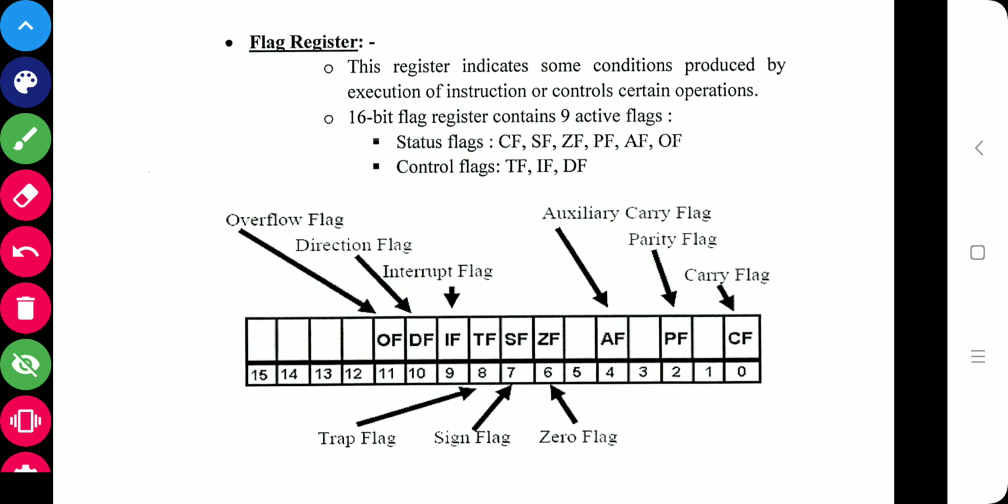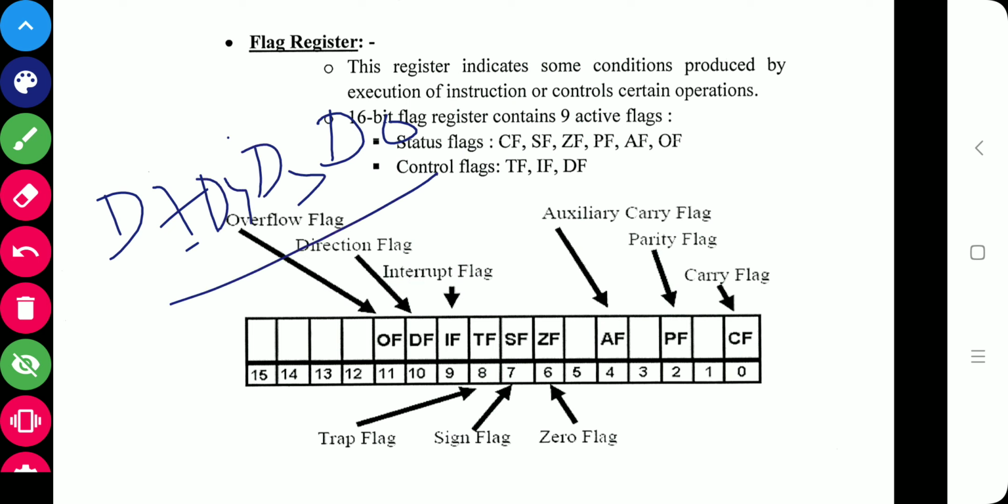is 0. So the parity flag depends on the number of ones in the result. Next is the auxiliary carry flag. So we know the bits are from D0 to D7. D0 to D3 is the lower nibble, D4 to D7 is the higher nibble. So if there is a carry from the D3 bit to the D4 bit, then the auxiliary carry flag is 1. Means if there is a carry from the lower nibble to the higher nibble, then the AF flag is 1, otherwise it is 0.